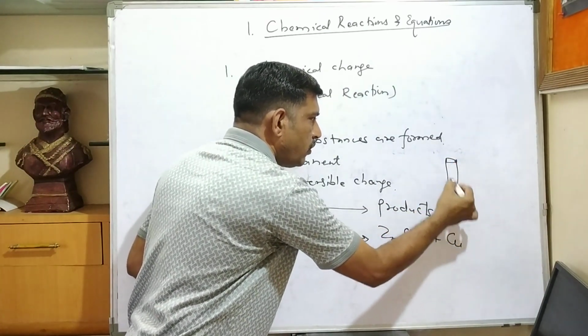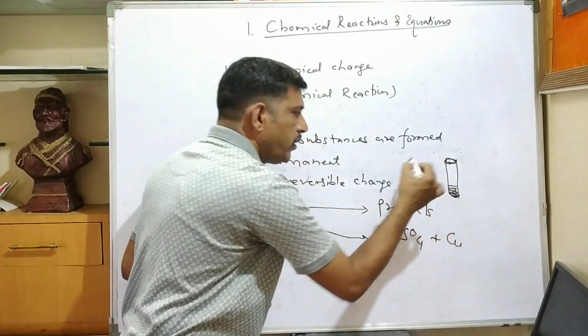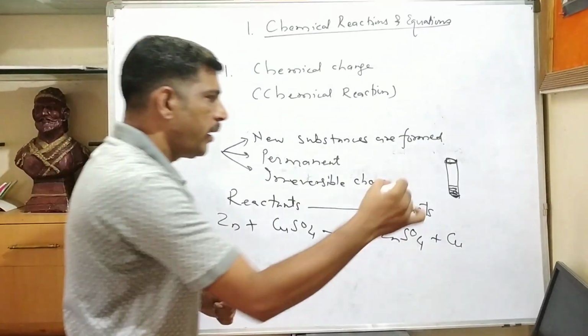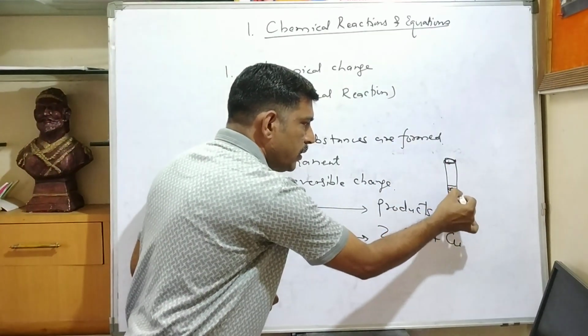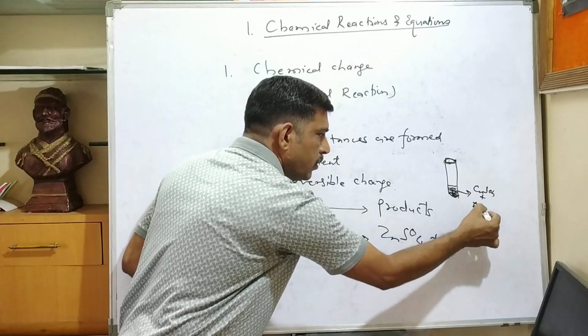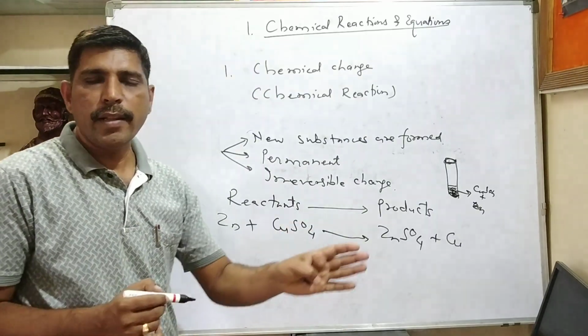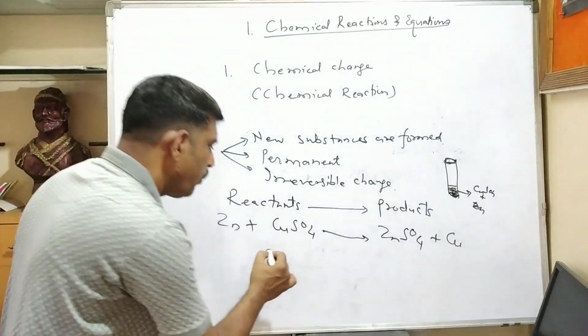Okay. Suppose this is a test tube. In that test tube, suppose I have taken blue-colored copper sulfate, CuSO4, and I put some pieces of zinc. So this is CuSO4 plus zinc. Then after some time, the blue color of the copper sulfate changes.